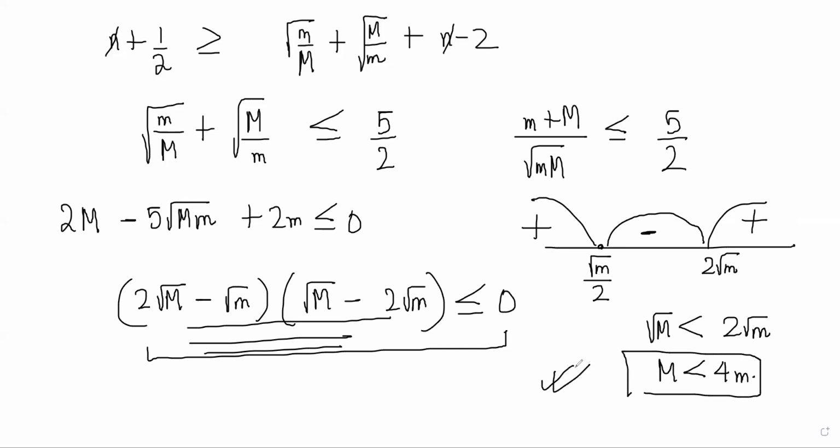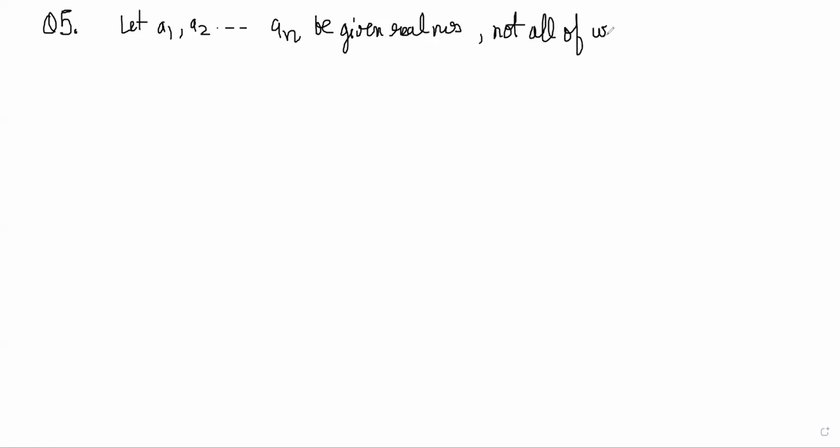So we have proved the statement that we intended to start with, right? That was the question. Let's go on to the next one. Question number 5. Here, let A1, A2 till AN be given real numbers, not all of which are 0.